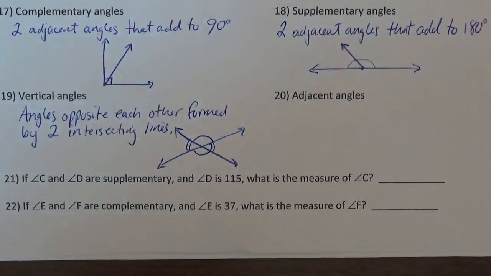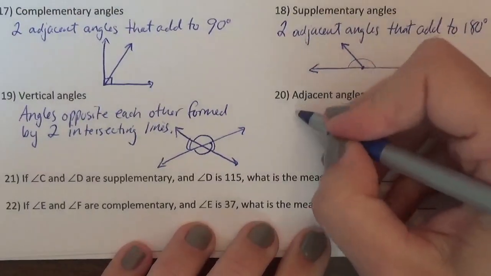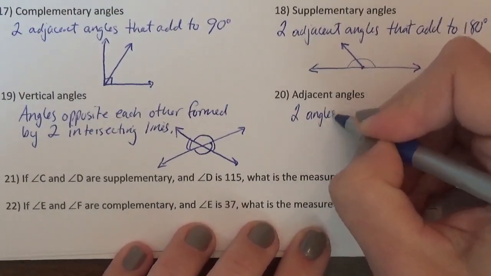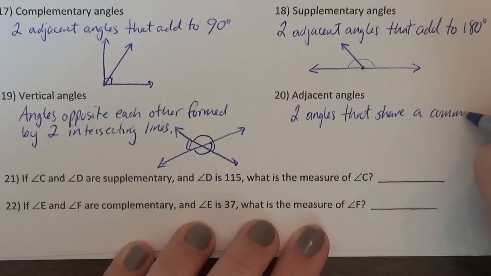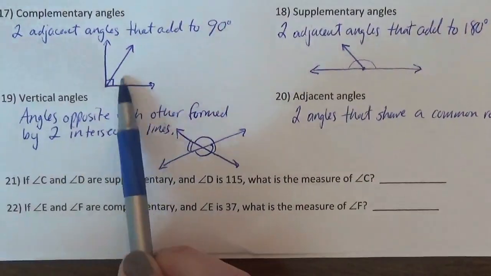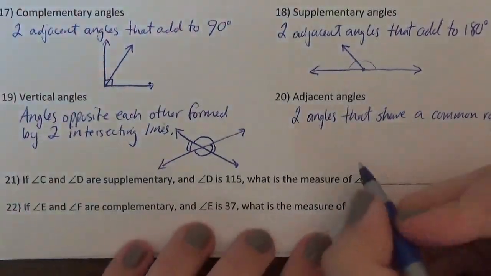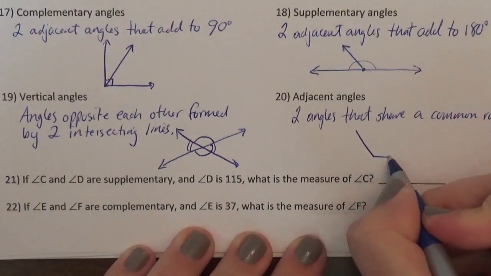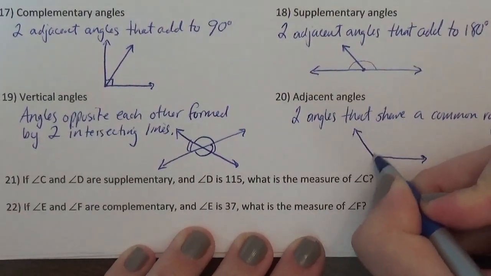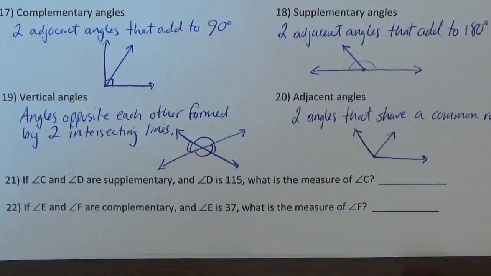Ooh, and adjacent. We've already used this word, but what does adjacent mean? Adjacent angles are just two angles that share a common ray. So these are adjacent, because see how they're sharing the line in the middle, the ray? So they don't have to be 180 or 90 though. They could be just two random angles, like we could just draw an obtuse angle, stick a ray in between. So those angles are adjacent to each other. They don't equal 90 or 180, they're just next to each other, adjacent. Okay?